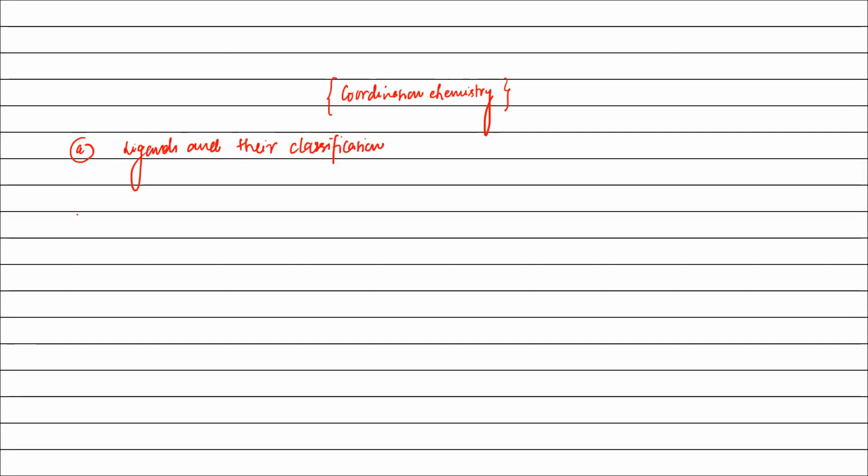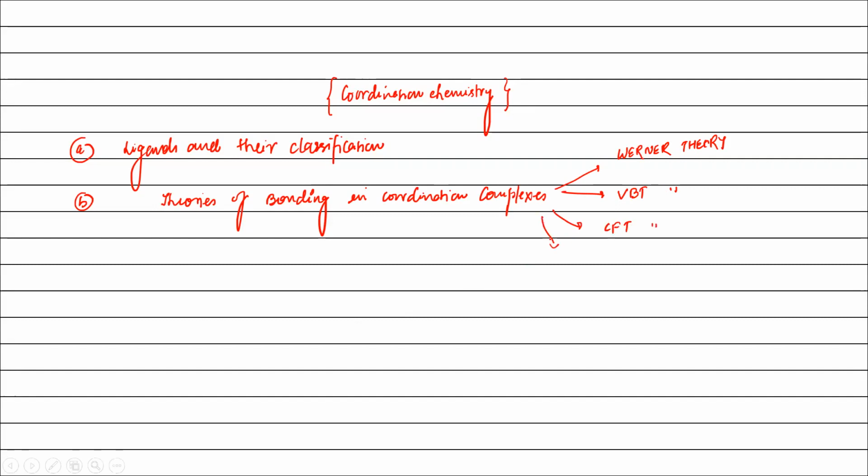Ligands and their classification. Then the second topic will be theories of bonding in coordination complexes, right? What are the theories? We have to study about Werner theory. Second one is VBT, that is called valence bond theory. Third one is crystal field theory. And fourth one is the molecular orbital theory, right? These are the four theories which are used in order to explain the bonding in coordination complexes, right?